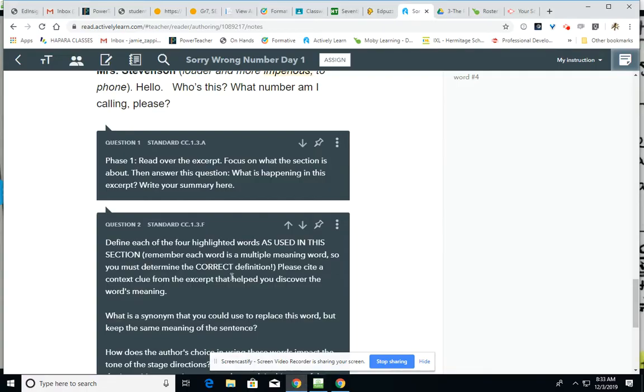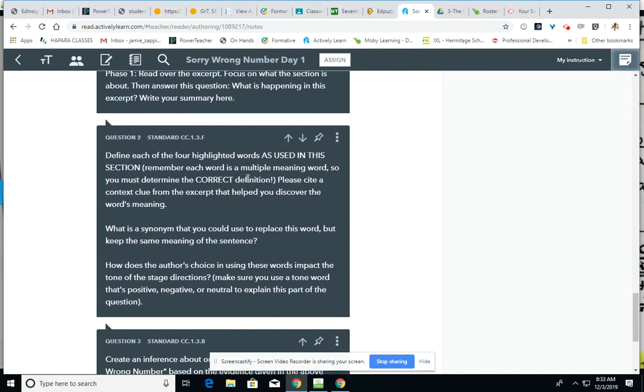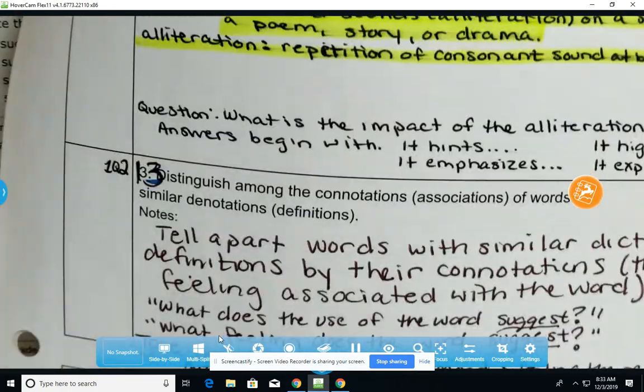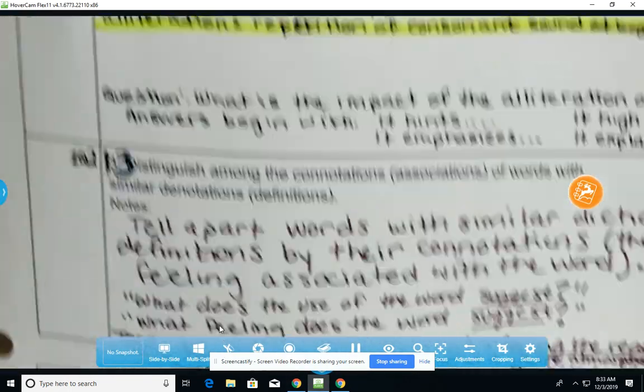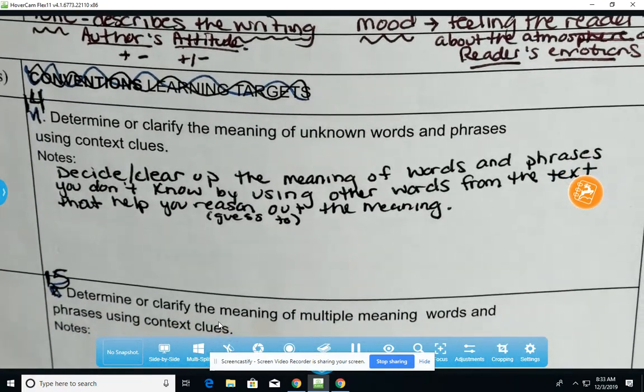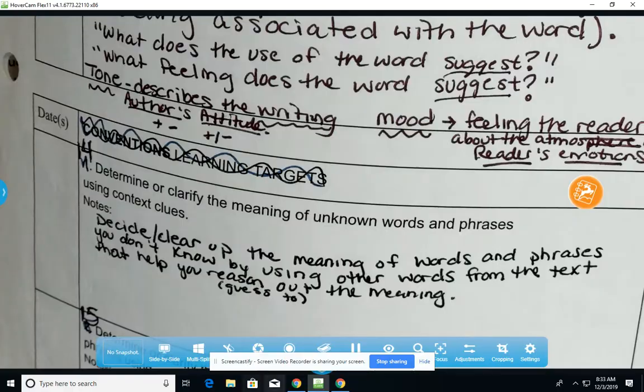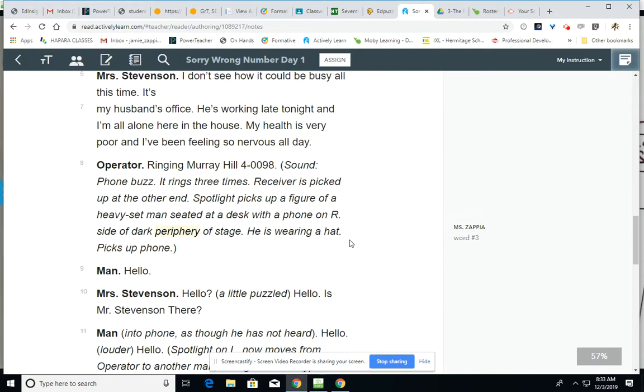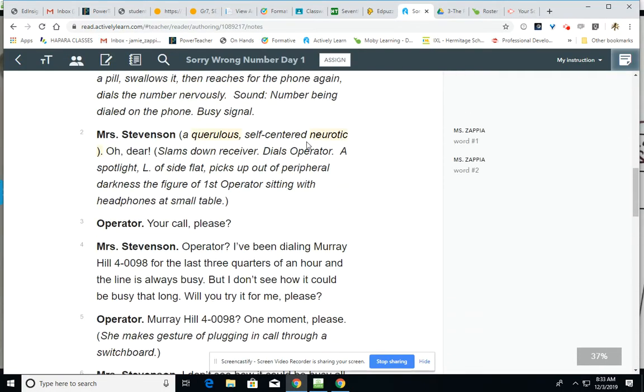For your second phase of reading, we're going to be looking at words as used in context, your multiple meaning words. And we're going to look at how we are able to understand what those words mean, which would tie in to learning target number 14, to determine the meaning of unknown words and phrases used in context. So I want you to take the time to think about a few words. I've already highlighted them, and you'll notice within the passage that they have a note that says which word they are.